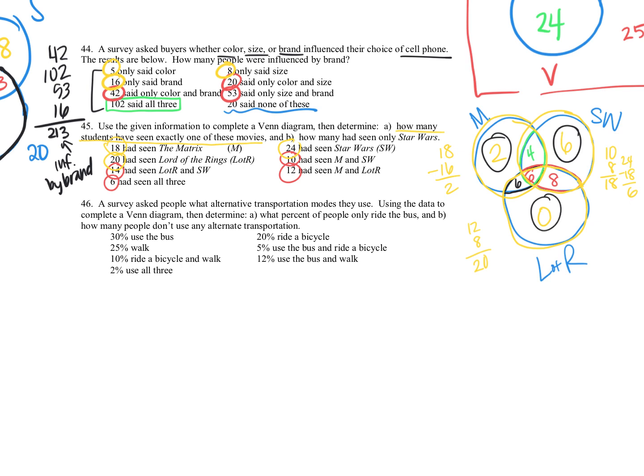So that would be a total of 8. So for part A, we're going to have 8 people. For part B, it says, how many have seen only Star Wars? So for part B, if we're looking at only Star Wars, we're going to say that's 6 people. That's these people right here, because they haven't seen any other movie except for Star Wars.